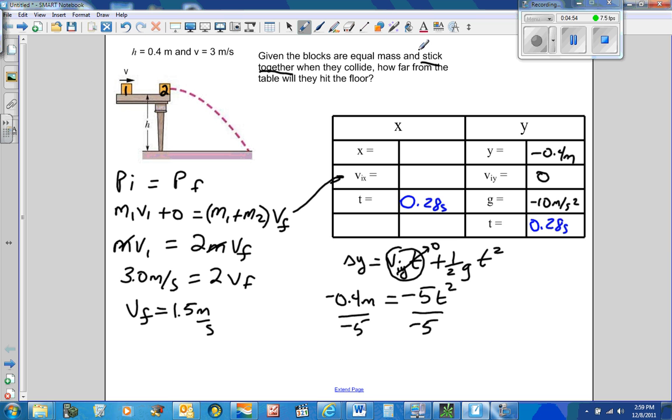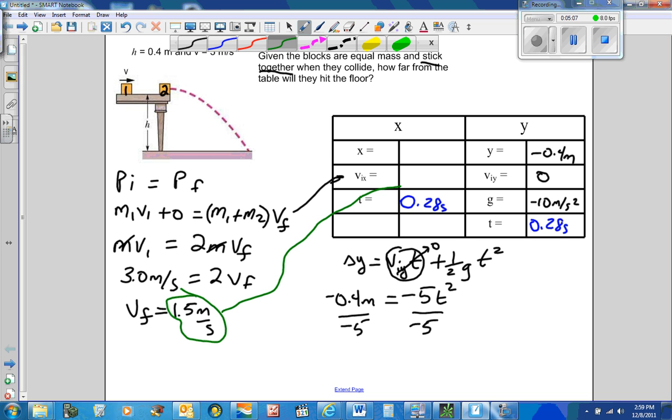That number goes here. So this number here is my actual initial velocity of these blocks when they leave the table, 1.5 meters per second. Do I have enough information now to find the delta x? Sure I do. Delta x equals 1.5 meters per second times 0.28 seconds. That comes from the equation delta x equals v initial x times t.